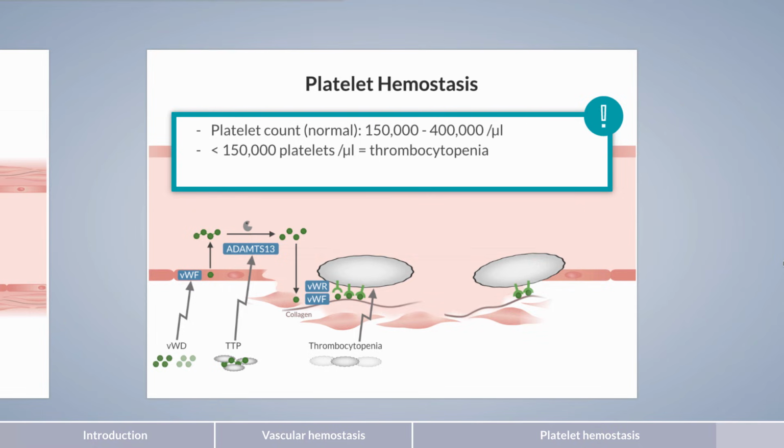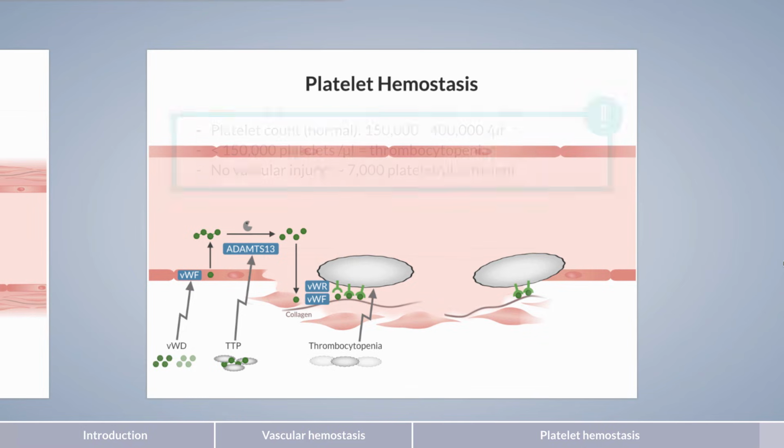However, even with significantly fewer platelets, platelet hemostasis remains functional and can prevent spontaneous bleeding. Provided there is no underlying condition or vascular injury, for example as a result of trauma or surgery, a platelet count of approximately 7,000 platelets per microliter of blood is sufficient for an adequate balance. This means patients with a count of 7,000 platelets per microliter can be asymptomatic. However, invasive procedures should be avoided.